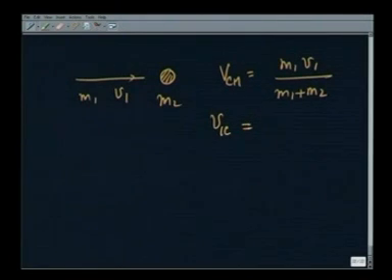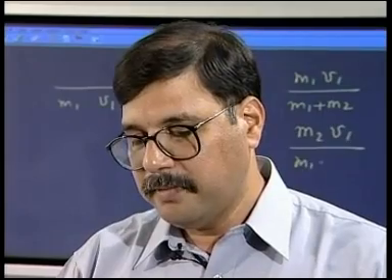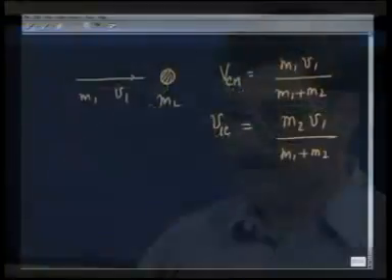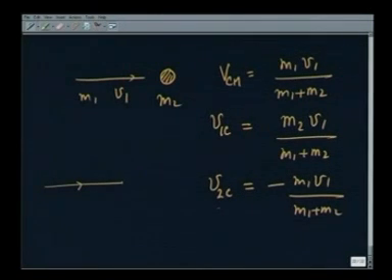V1c would be equal to V1 minus Vcm, and therefore, M2 V1 over M1 plus M2, and V2c would be equal to, since mass 2 is stationary to start with, minus M1 V1 over M1 plus M2. You can see that M1 V1c plus M2 V2c is equal to 0. So, this is Vcm, V1c, and this just rotates in elastic collision by theta Cm.